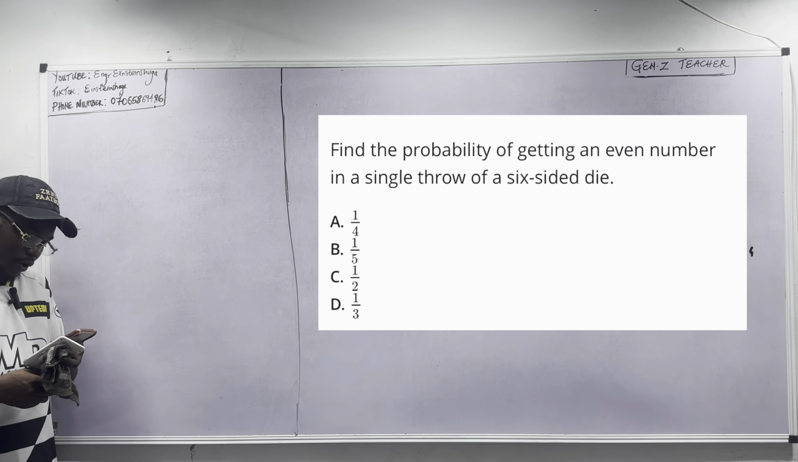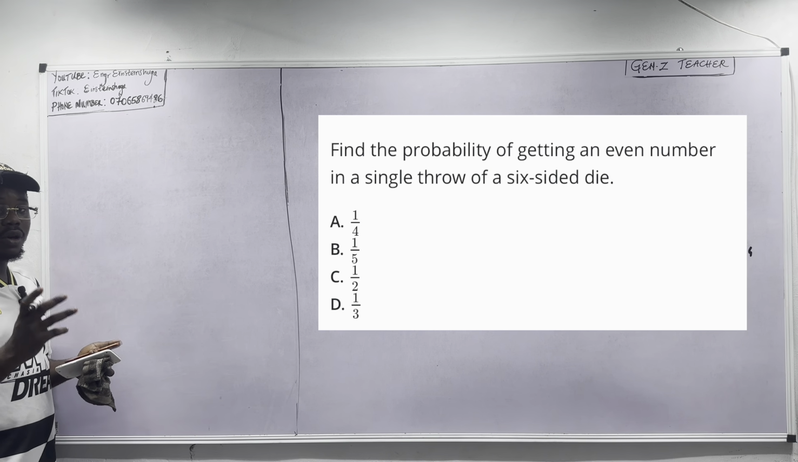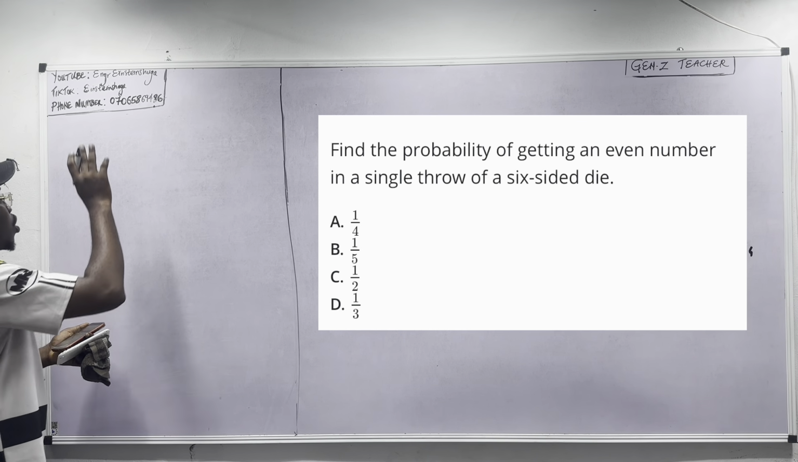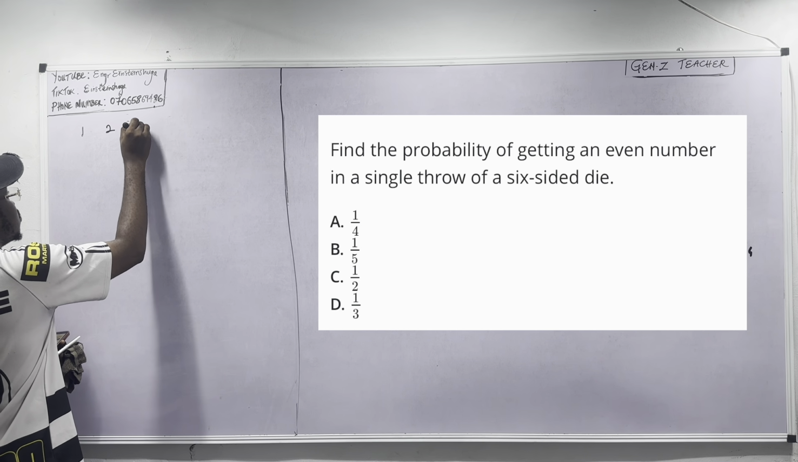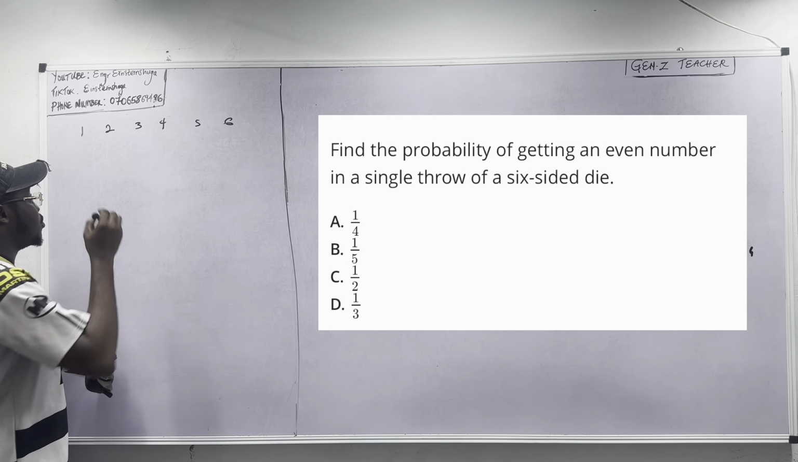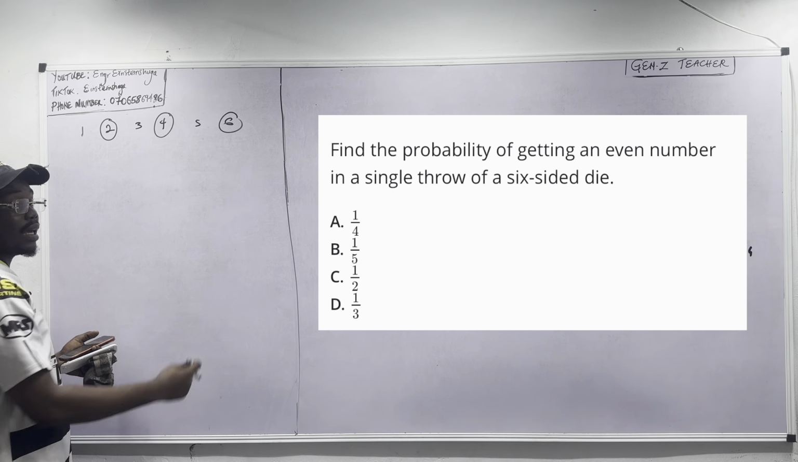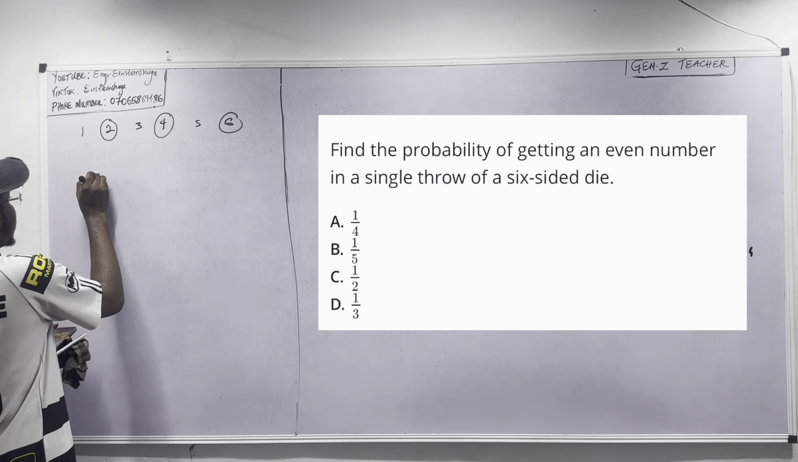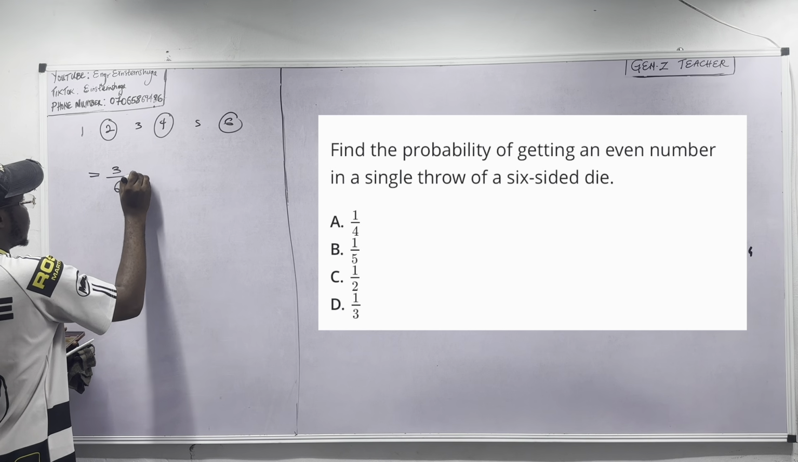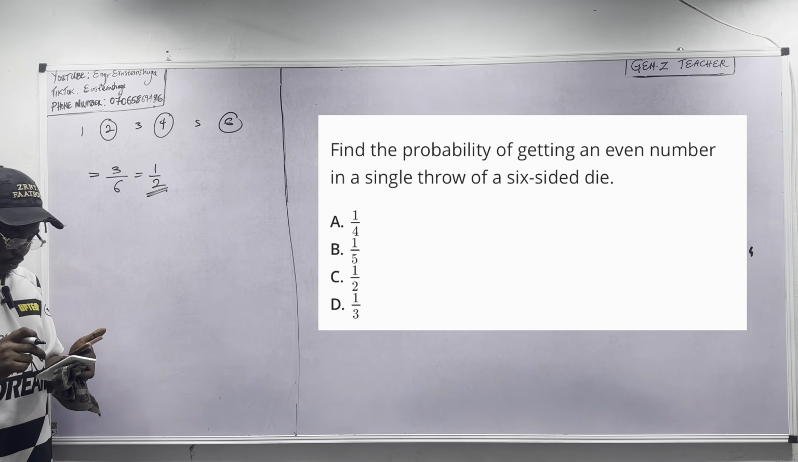Number 24. Find the probability of getting an even number in a single throw of a 6-sided die. For a single die, all the outcomes are 1, 2, 3, 4, 5, and 6. How many are even? We have 2, 4, and 6, so 3 numbers that are even. So the probability of getting an even number is 3 over 6, which gives 1 over 2. Okay, that's it.